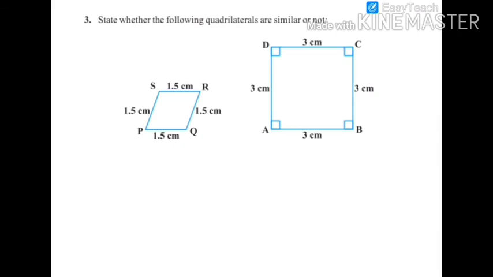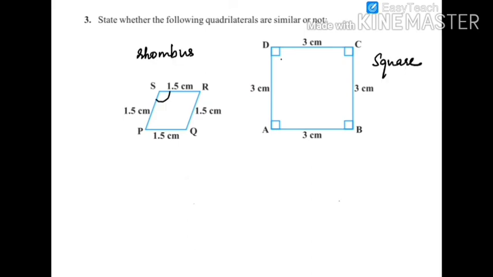Question number 3. State whether the following quadrilaterals are similar or not. By looking at the figure, we can notice that the first figure is a rhombus, as all sides are equal but angles are not 90. Whereas the second figure has all its angles 90 and all its sides equal. So this is a square.